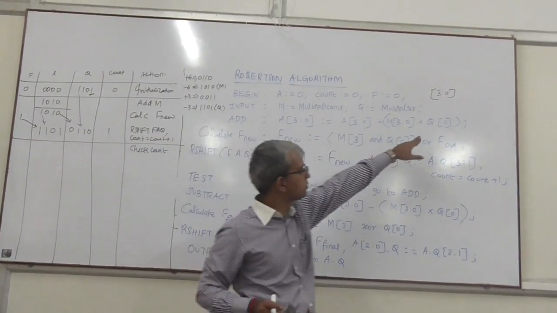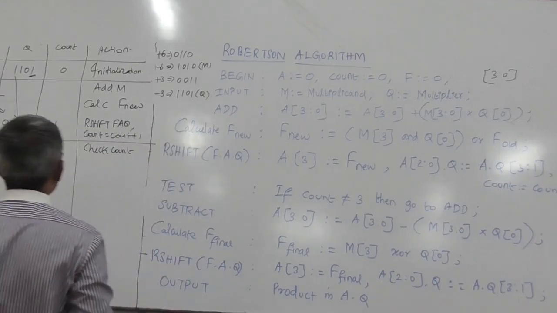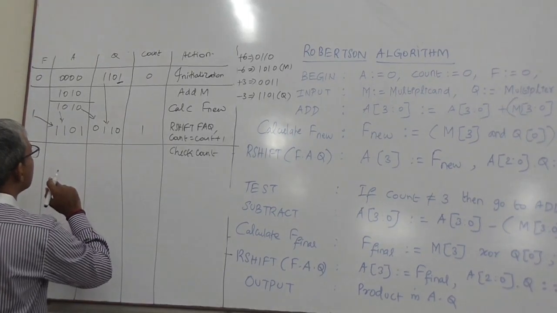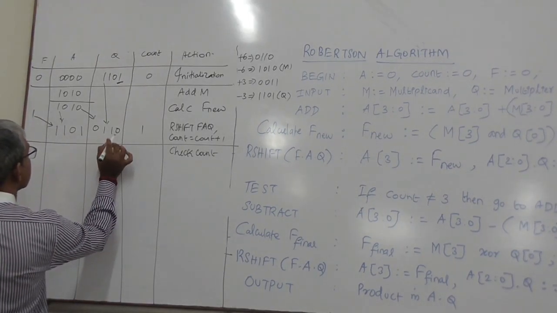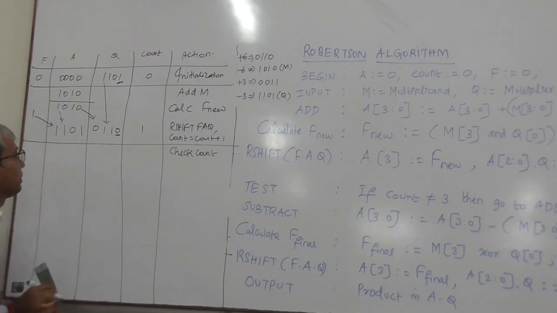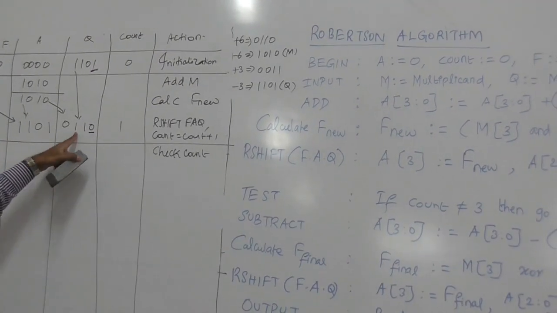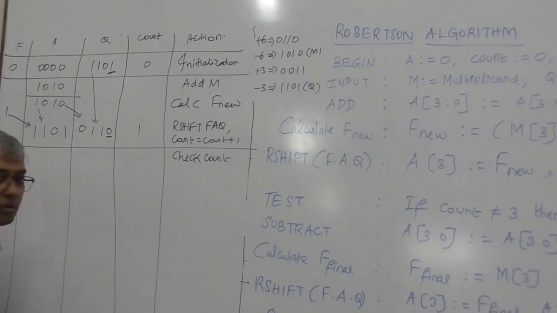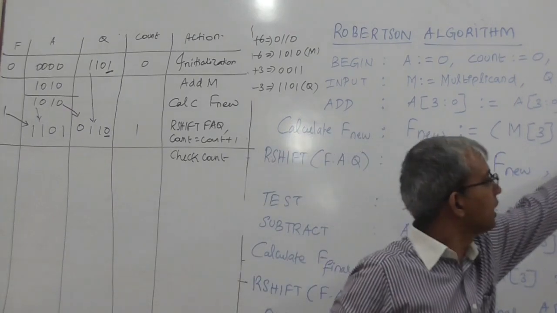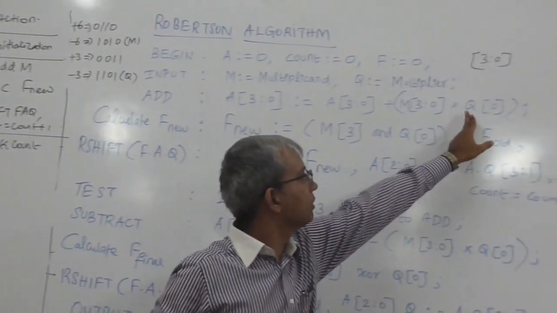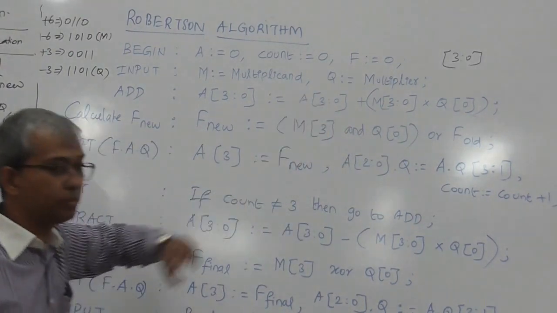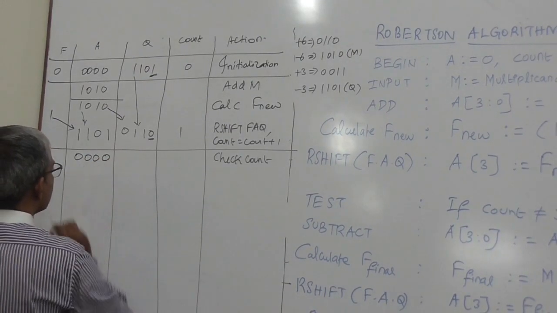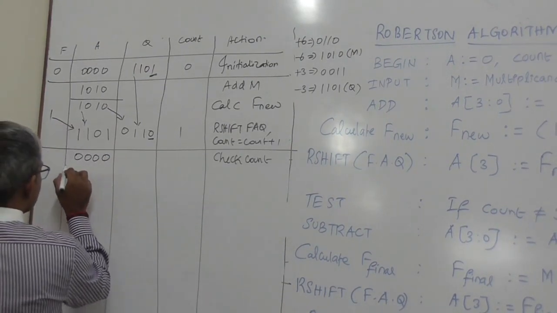There I have to check the LSB of the multiplier, right? This is the output of the previous step. Check the LSB of the multiplier here. It is 0. So what do I have to do? Whenever the value is 0 here, then I have to add M multiplied by 0. You will get 0. So the 0 should be added with A. So I am going to add 0 with A now. Right? 0, 0, 0, 0. So this should be added.